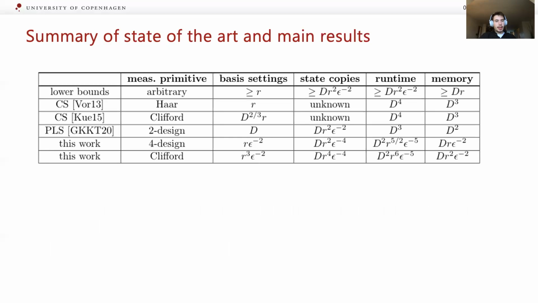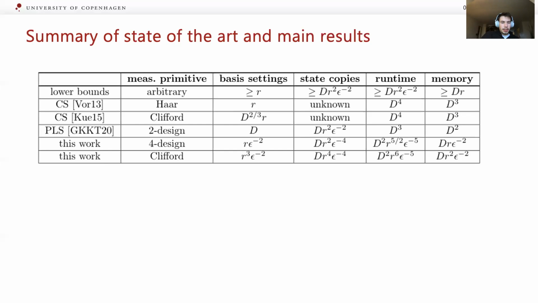This is summarized by this table. On the first row, you see the lower bounds known in the literature. R here is the rank of the underlying quantum state. We know by work by Wolf that to recover a state of rank R, we need at least R measurement settings. By work from Harrow, we know that we need at least D R squared epsilon to the minus 2 state copies. And of course, we have to read in this data, which also gives us a lower bound on the runtime. And just to store an arbitrary state of rank R, we need to store D times R parameters.